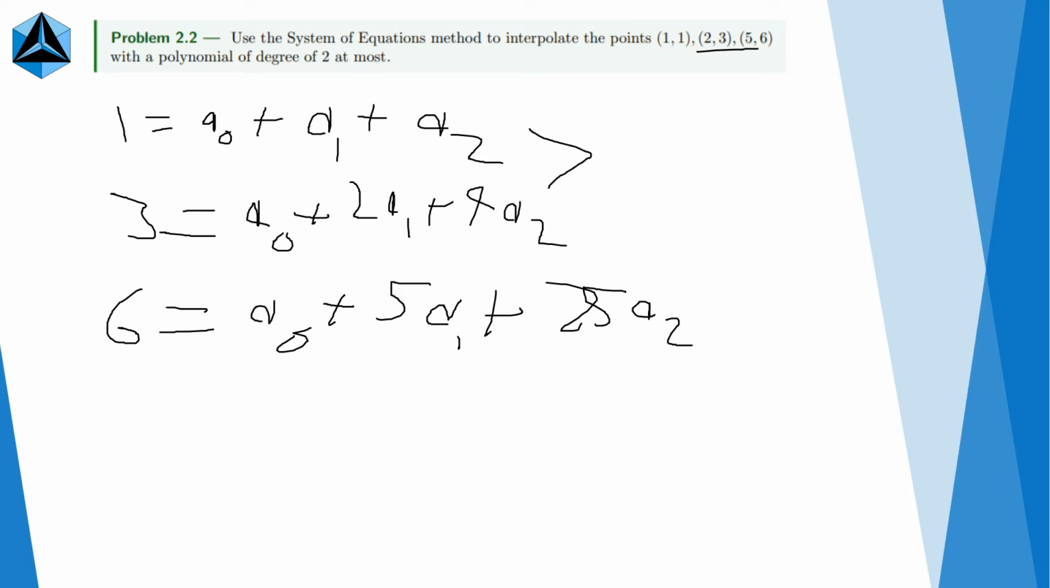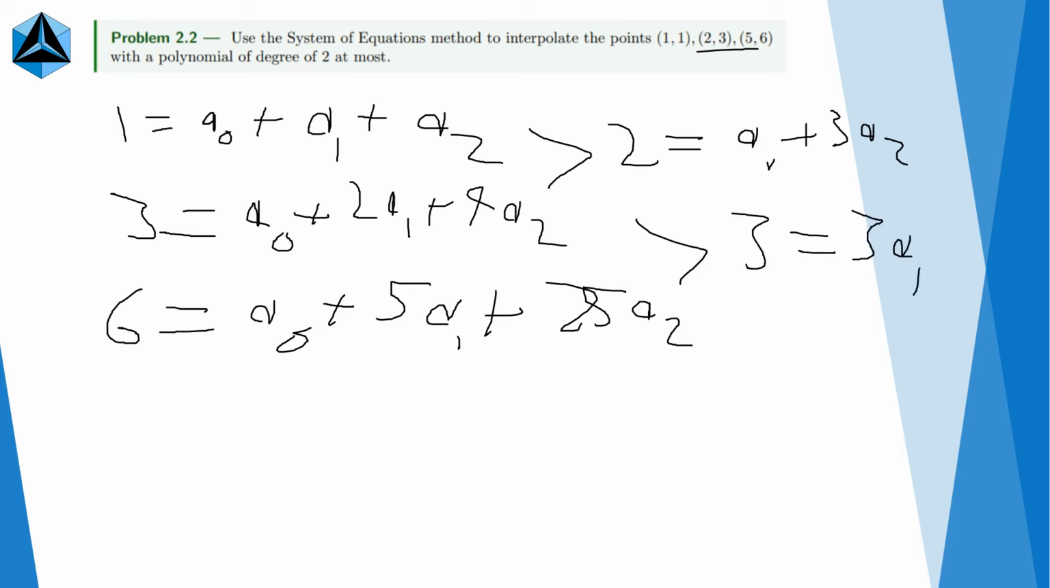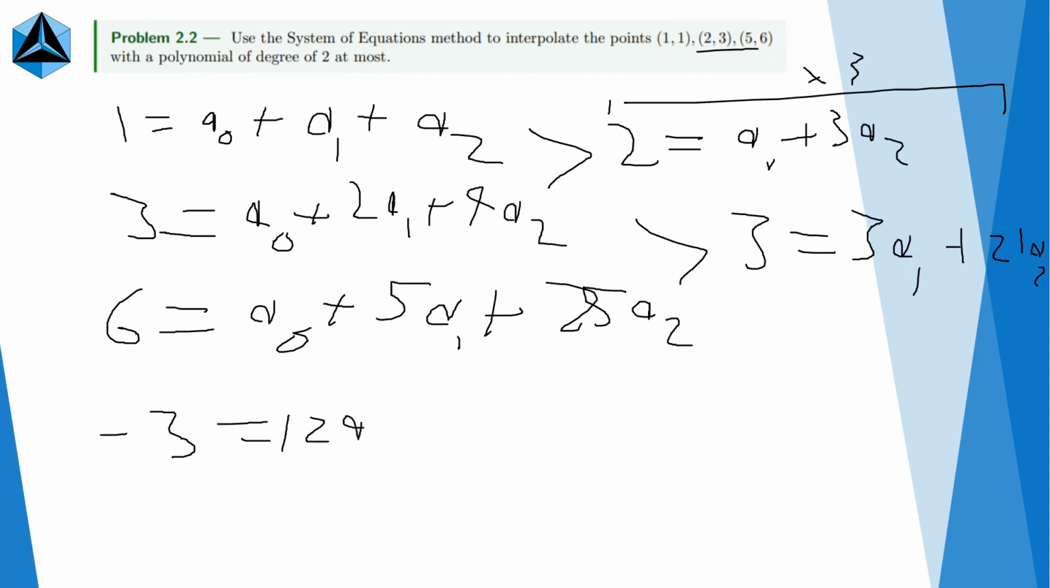From these two, we get that 2 is equal to a1 plus 3a2. And then from these two equations down here, we get that 3 is equal to 3a1 plus 21a2. We can multiply this top equation by 3, and then subtract the two equations, and we should get something like minus 3 is equal to 12a2, which means that a2 is equal to minus 1/4, or minus 0.25.